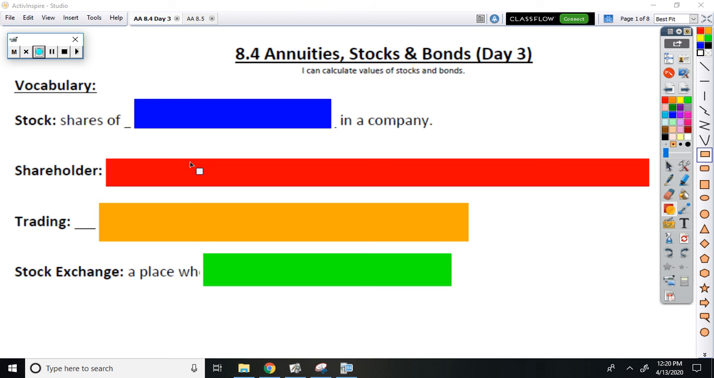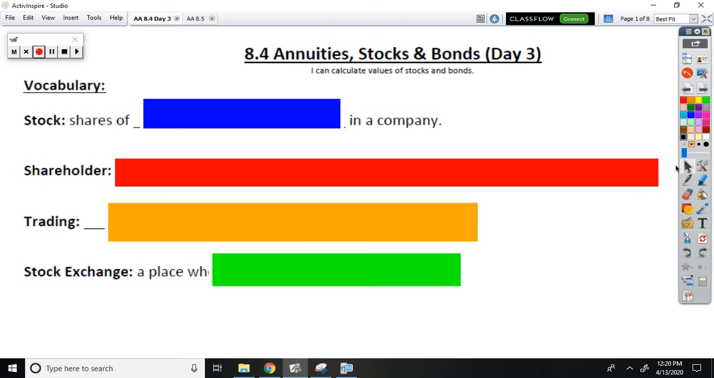All right, today we're going to be looking at section 8.4, day 3. Today we're going to be looking at the stocks and bonds portion. There is a lot of vocab in this lesson, and there will be vocabulary on the mini quiz, so make sure that you feel comfortable with the vocabulary.